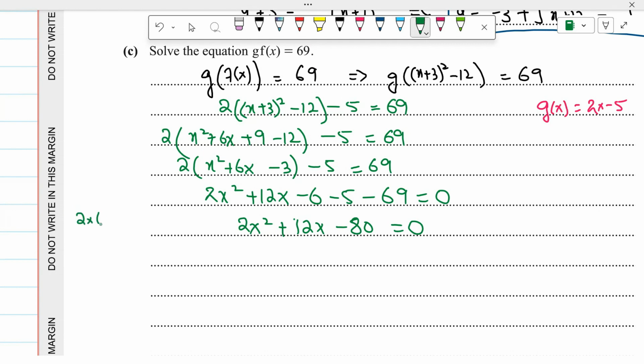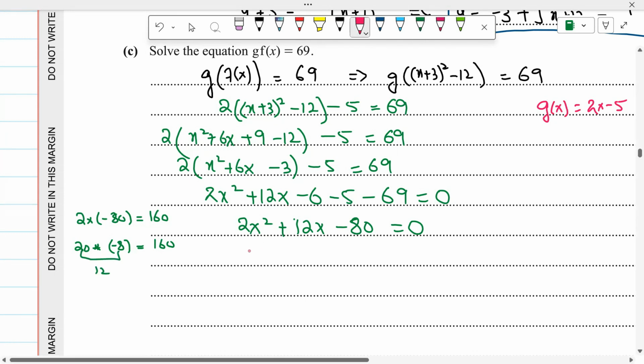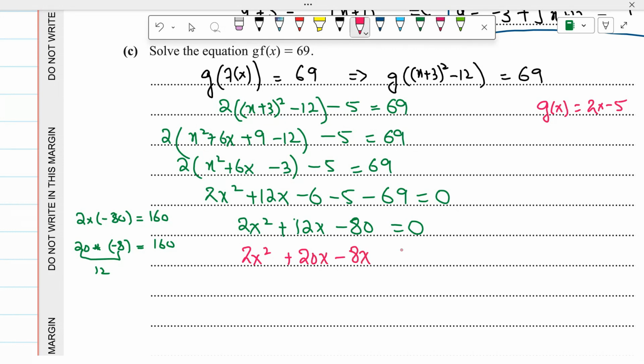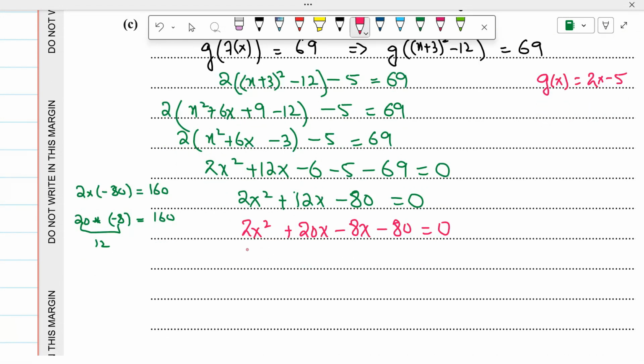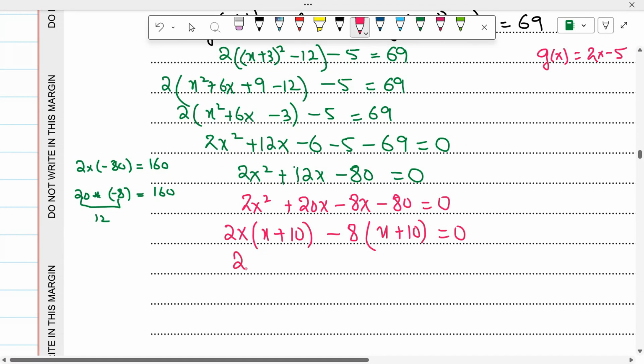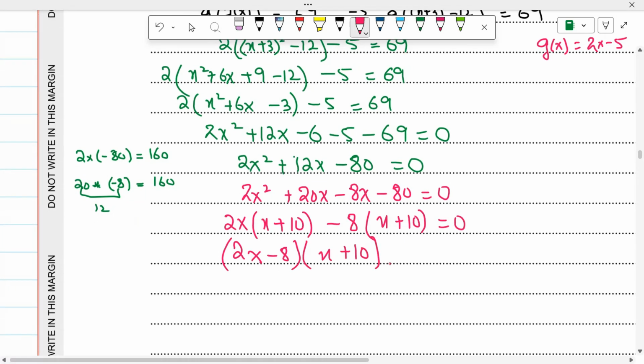2 times negative 80 is equal to negative 160. 20 times negative 8 equals negative 160, and when we add 20 and negative 8, we have 12. So this equation is 2x squared plus 20x minus 8x minus 80 equal to 0. Taking 2x common, it will be x plus 10, and taking negative 8 common, we have x plus 10. So this is equal to (2x minus 8) times (x plus 10) equal to 0.